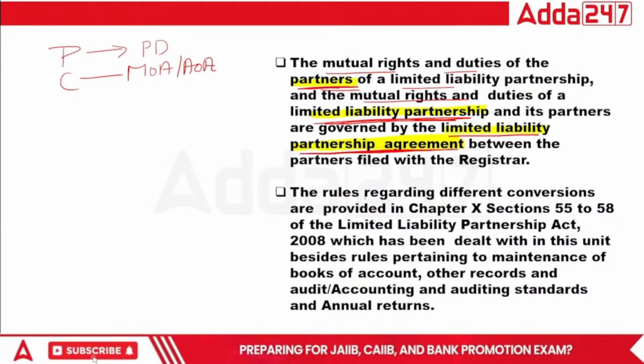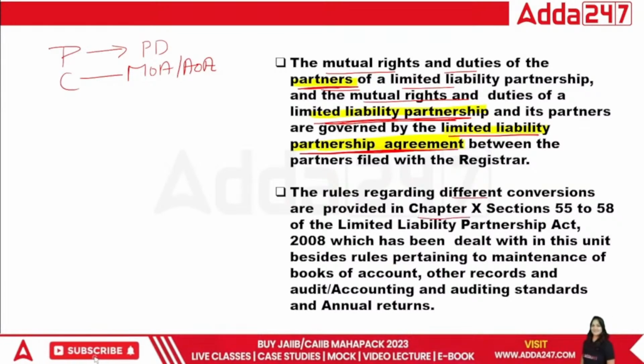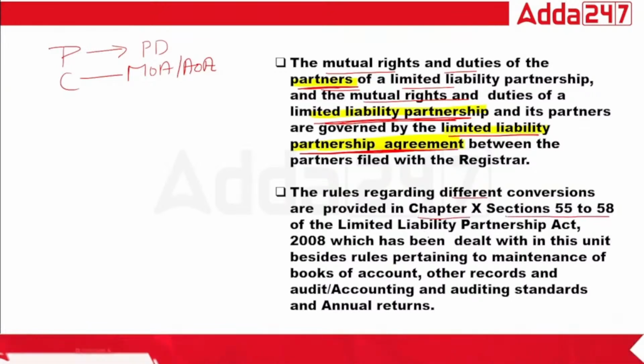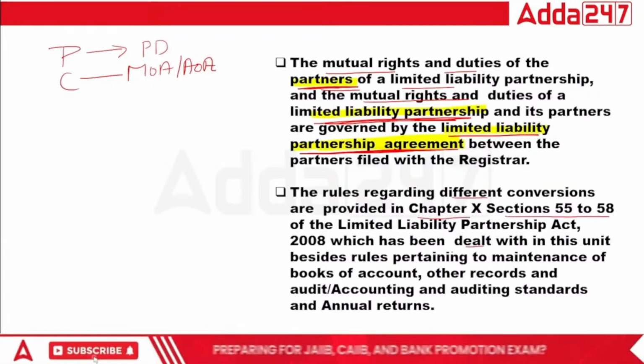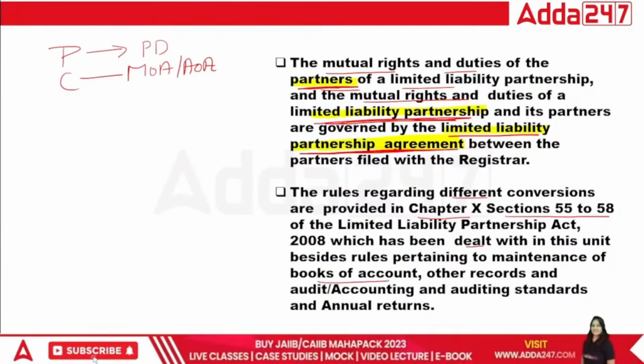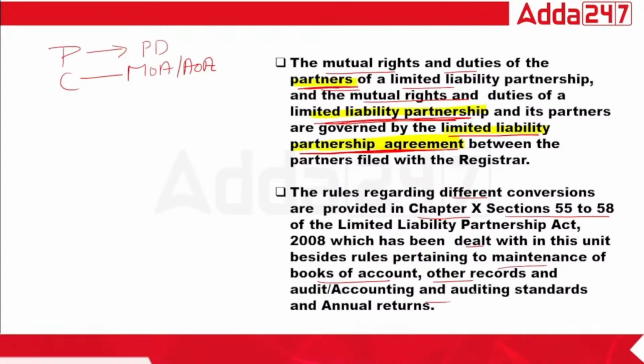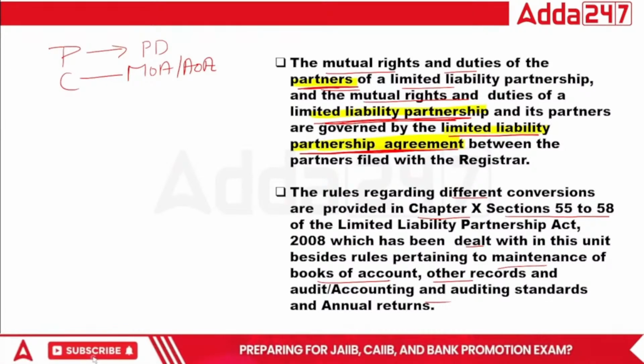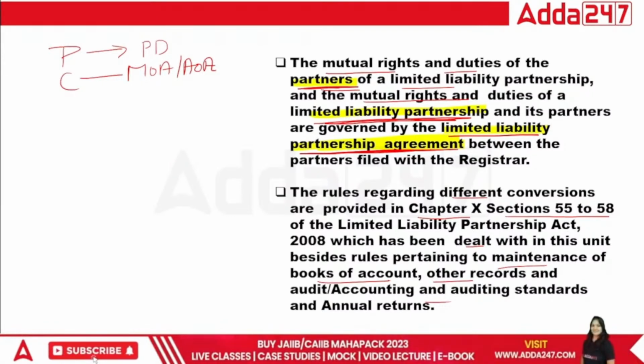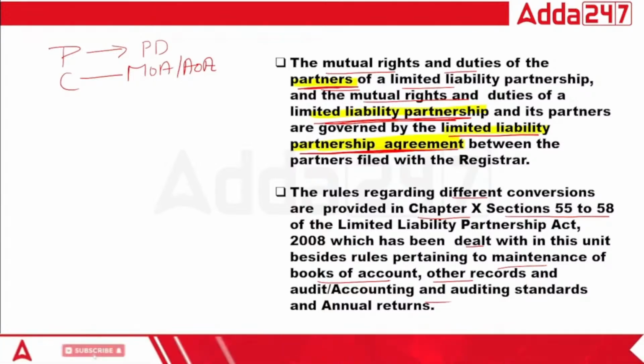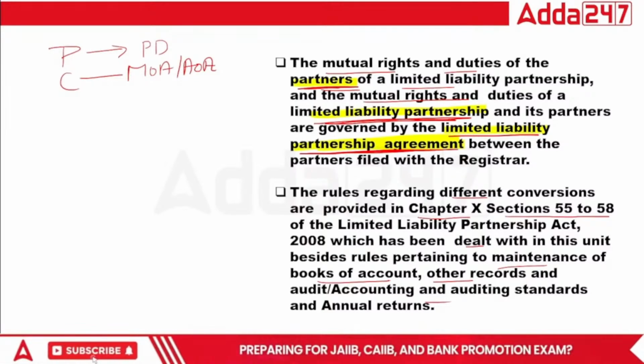And in this one, we can say LLP agreement is there. The rules regarding different conversions are provided in Chapter 10, sections 55 to 58 of the LLP Act, which has been dealt with in this unit, besides the rules pertaining to maintenance of accounts. It means, class, just like the company, the LLP also has to maintain accounts, other records, etc. So basically, it contains the features of company. Okay? And ma'am and sir, if you are feeling any doubt, please ask the question. Okay? Please ask the question.